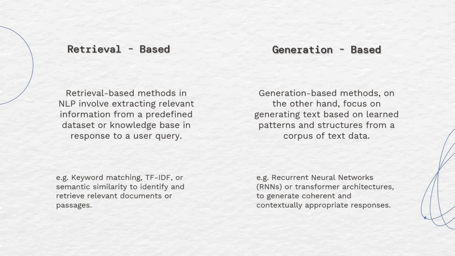So this is what the generation based methods represent. Now if we talk about strengths of such methods, then these methods offer flexibility and creativity, allowing for the generation of diverse and contextually rich responses. And these methods are capable of generating text in natural language, making them suitable for tasks like language translation, text summarization, and creative writing. So these are the major strengths of generation based methods.